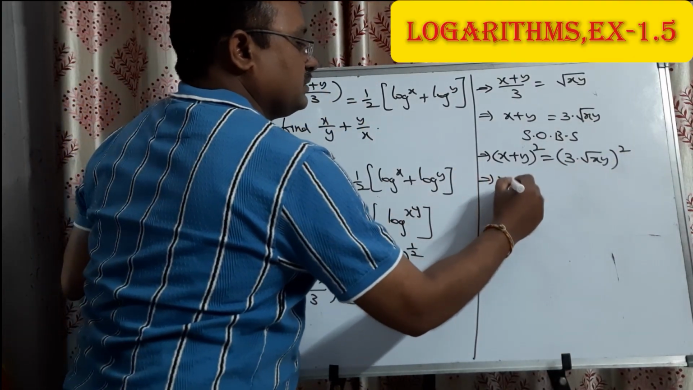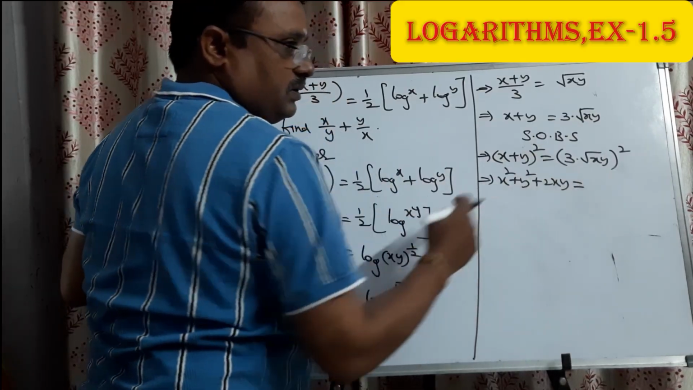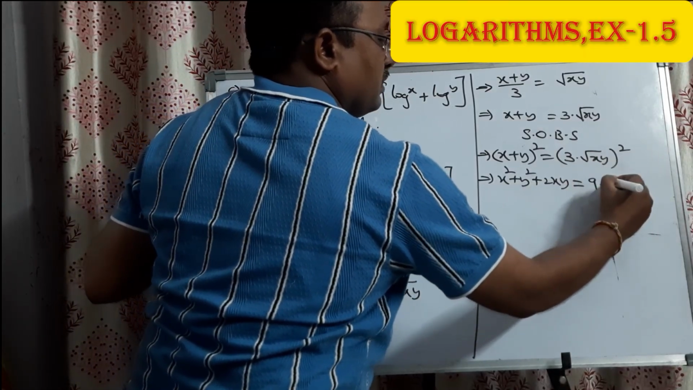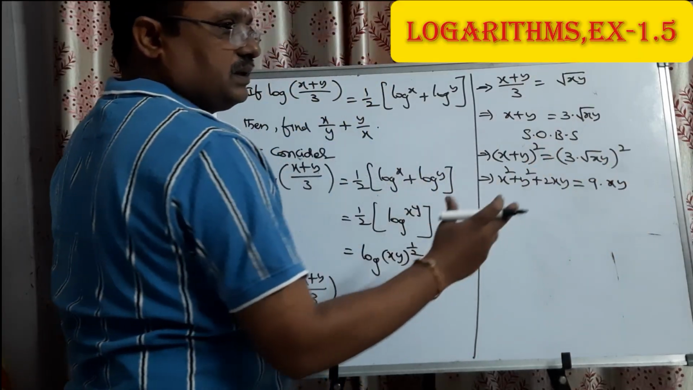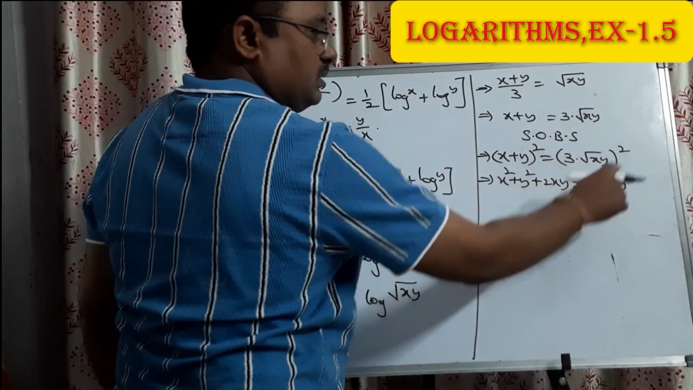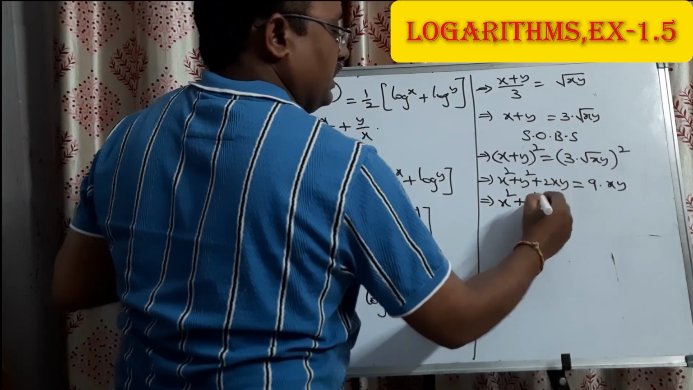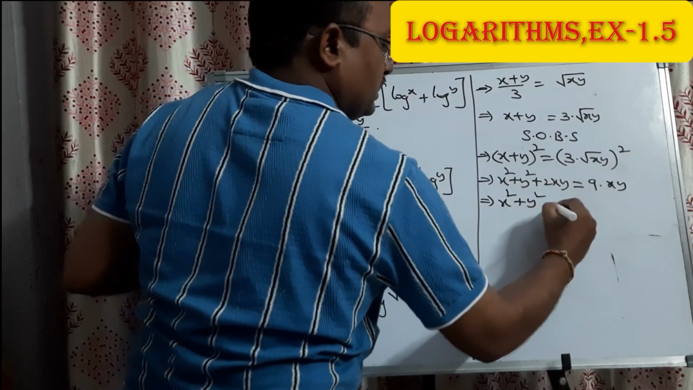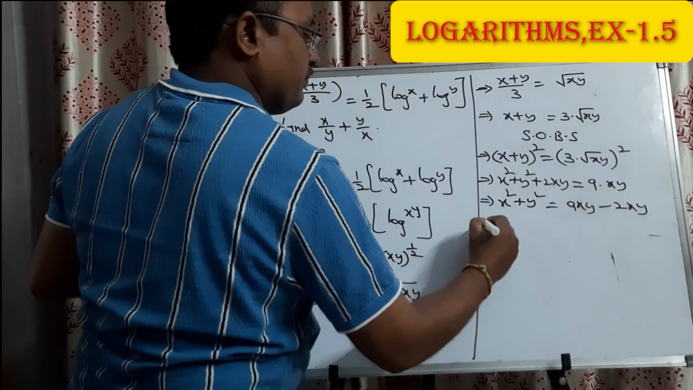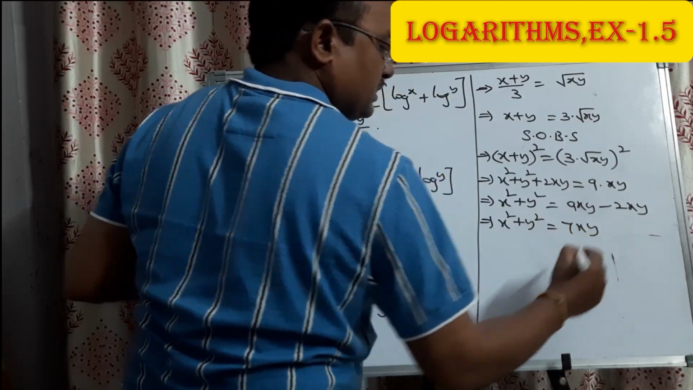This implies x square plus y square plus 2xy, the (a plus b) whole square formula, equals 3 square, value 9, into root x whole square, value xy. Whole square means applying to every term. So it is 3 square and root x whole square. To simplify, this is x square plus y square. When plus 2xy goes to the other side, it is subtracted from the right side 9xy. This implies x square plus y square is equal to 7xy.